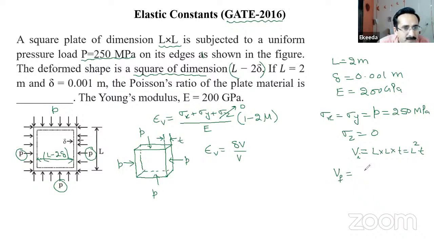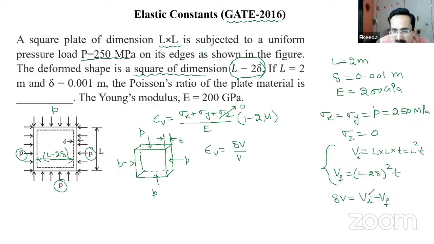That is, the side becomes L minus 2 delta. You can see here, this is L minus 2 delta. So this is L minus 2 delta square multiplied by T. So this is initial volume and this is final volume. So what is change in volume? We can write in positive sense, Vi minus Vf, because initial is larger and final is less. Actually, it is Vf minus Vi, but in positive sense, we can write Vi minus Vf.